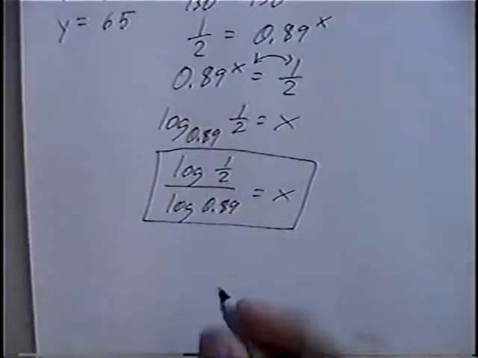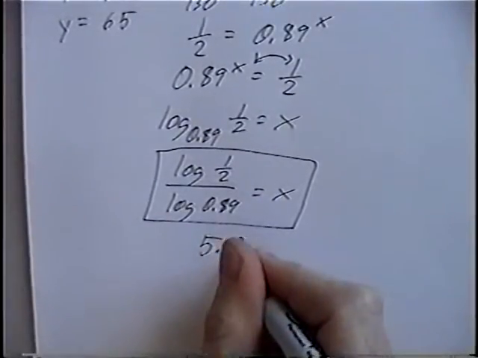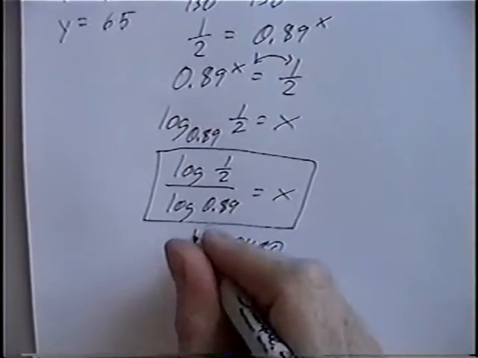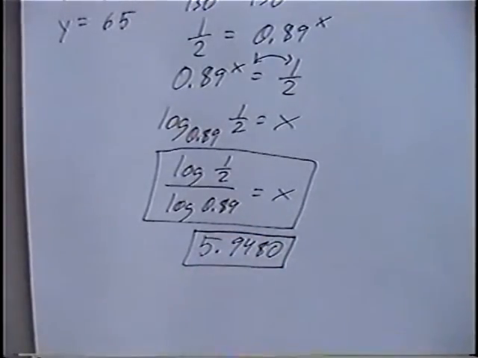If you use a calculator, the answer would be 5.9480, which, looking back at the question, how long will it take for half the caffeine to be eliminated? In terms of hours, it'd be about 6 hours to eliminate half the caffeine.